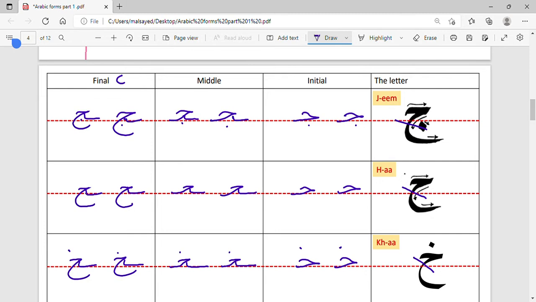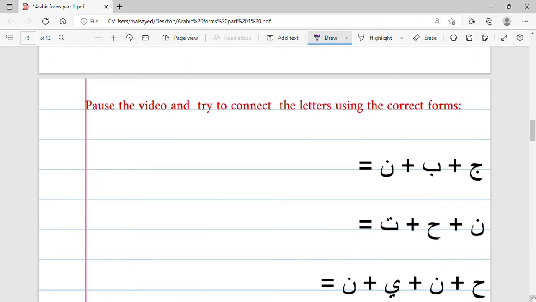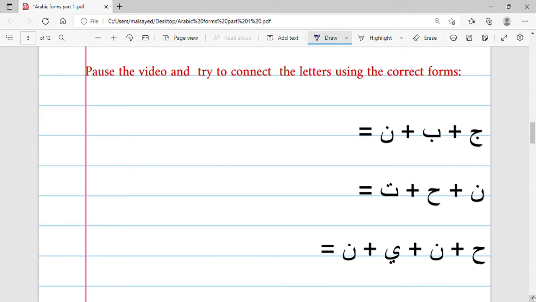Let's do a little practice. Mix ba, ta, tha with jim, ha, kha, and try to create some words. You can always pause the video and try to connect the letters on your own using the correct forms and come back, check your answers. So here in the first example, we have the jim as the first letter, so we choose the initial form of the jim. The ba is the second letter, so we choose the middle form. And the noon is the end, we choose the final form connected.